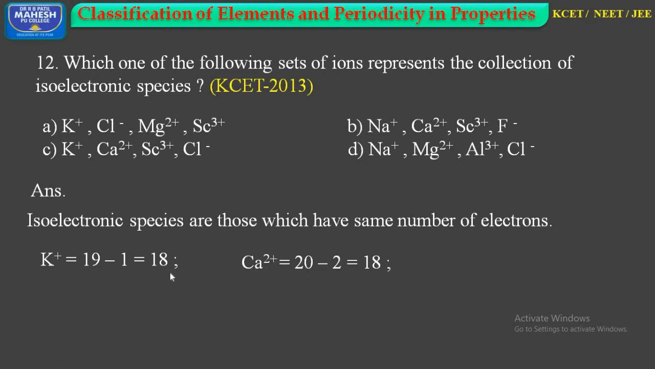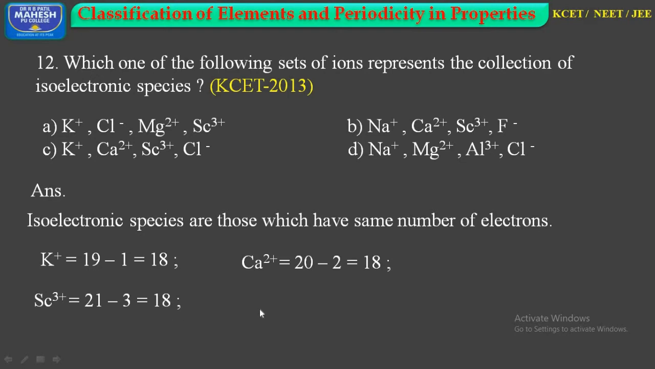And the next one, calcium. Calcium atomic number is 20. Calcium cation with a 2+ charge, 2 electrons are removed. So 20 minus 2, students, we get 18. Scandium atomic number is 21. With the charge 3+, 3 electrons are removed. So 21 minus 3, we get 18.